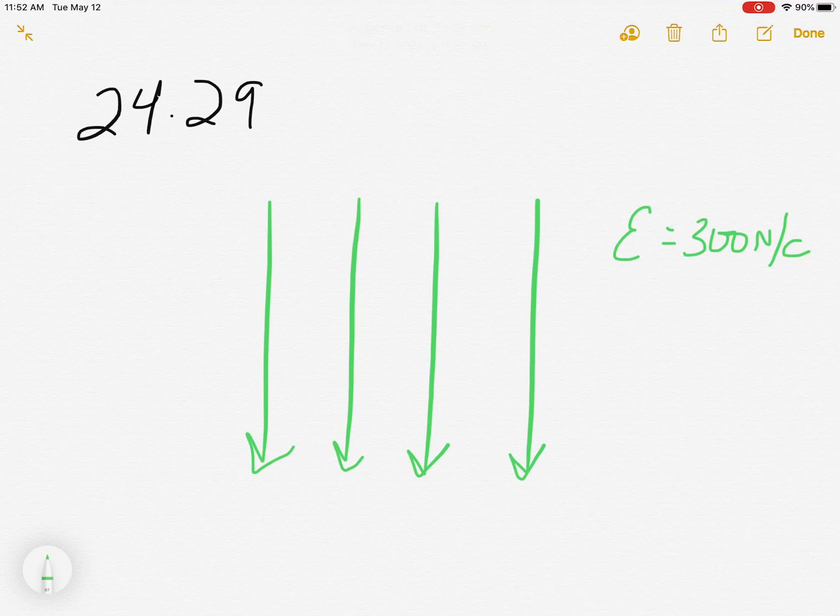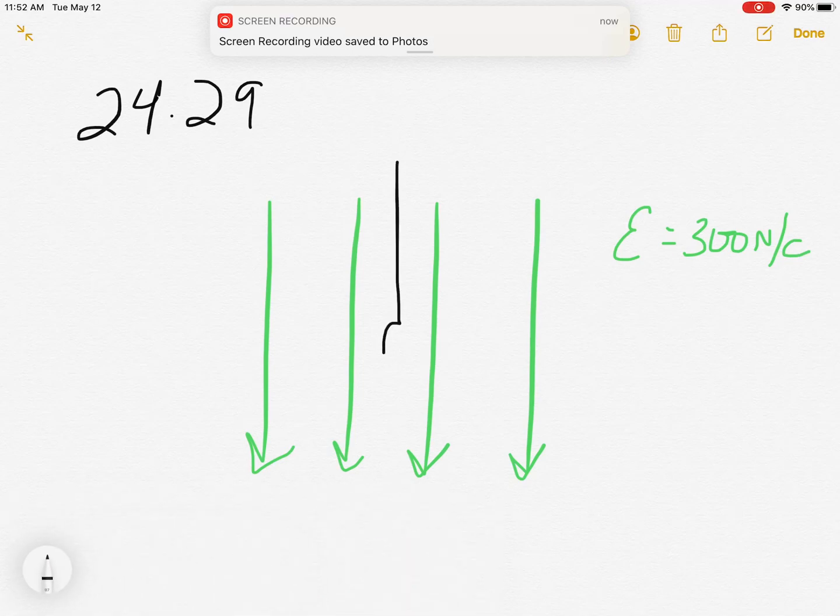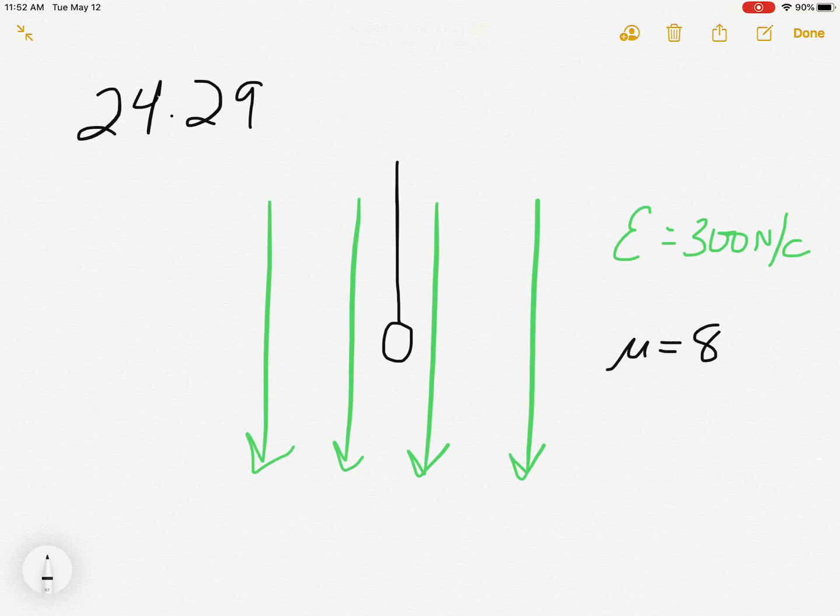So that means for every Coulomb of charge that you drop in this field, there will be 300 newtons of force acting on it. Right? It's a lot of force. But remember, Coulombs are very large units. So we're going to put a charge in the field, and it's going to be on a string. So let me just draw in there a string and a charged object.